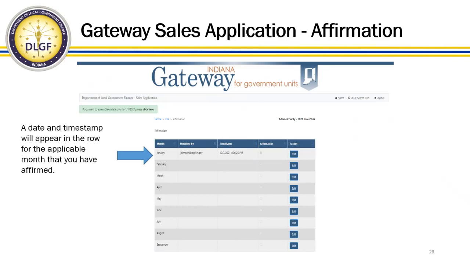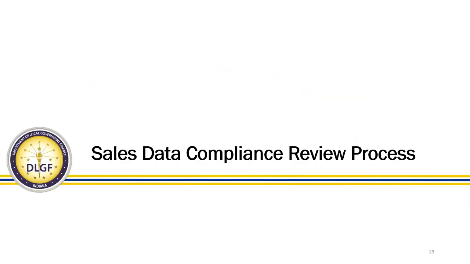And again, emphasizing this process, you will want to do this for each of the 12 months after you have uploaded every month's sales for 2021 into the Gateway Sales Application site, because the data team will not start reviewing your sales until all 12 months have been affirmed within the system. So that is the process for submitting your sales disclosure data to the state using the Gateway Sales Application site.